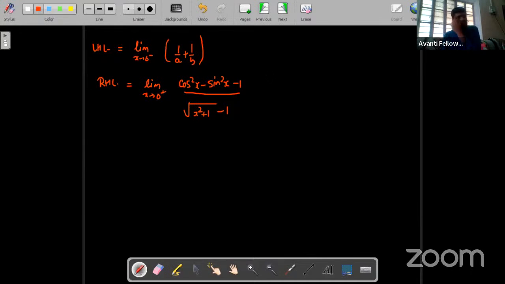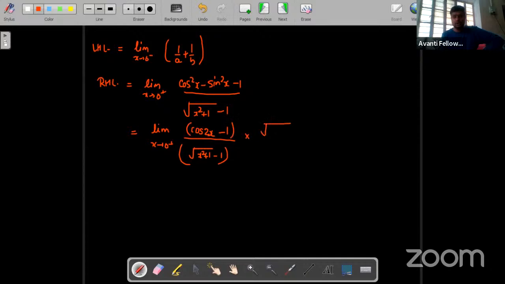So either we can use L'Hôpital's rule or we can use the simplification method or rationalization method, because in the denominator you can see some irrational term is there. So first of all, ethically we should use rationalization. You can also simplify this cos square minus sine square, cos 2 theta, minus 1 upon root x square plus 1 minus 1, into conjugate or rationalization of this: root over x square plus 1 upon root over x square plus 1 plus 1.